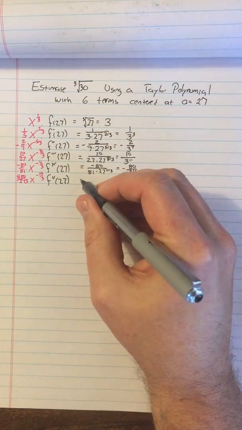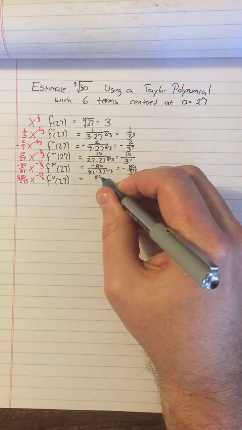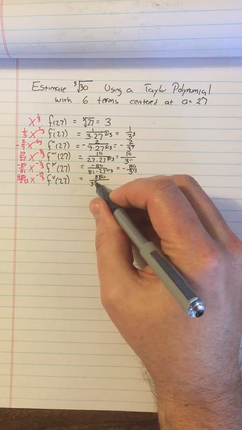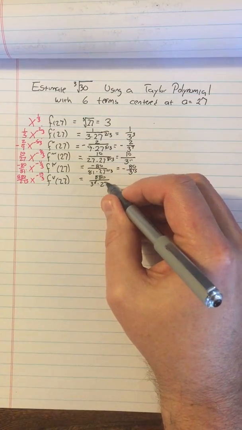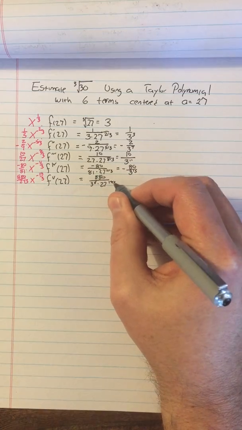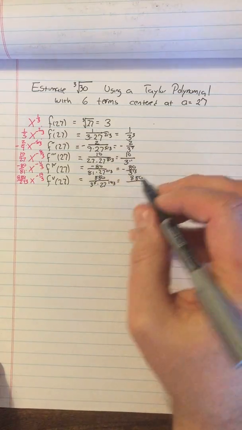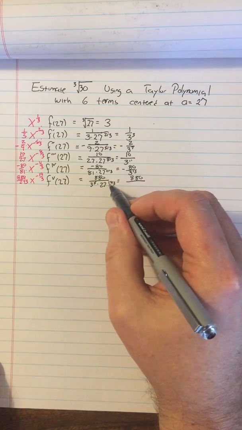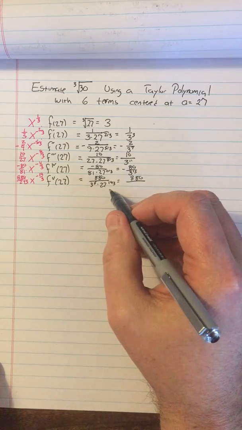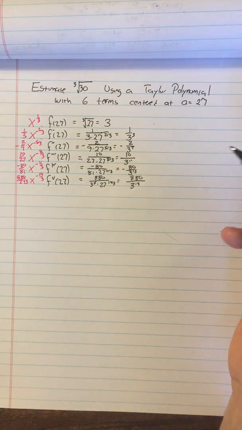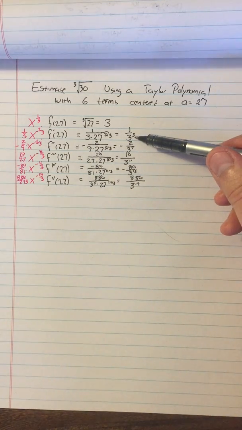And then my last one is going to be 880 over, now this 243 is 3 to the 5th power, so let's just write it that way. And then I'm going to have 27 to the 14/3. So my numerator is 880, and my denominator is 3 to the 5th times 3 to the 14th, so that's 3 to the 19th power.